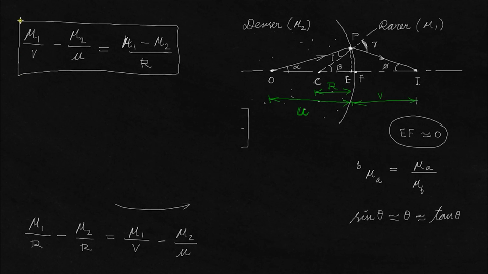So this is the expression for the refraction at spherical surface when the object is placed in the denser medium, that is mu1 by V minus mu2 by U equal to mu1 minus mu2 by R. Clear?